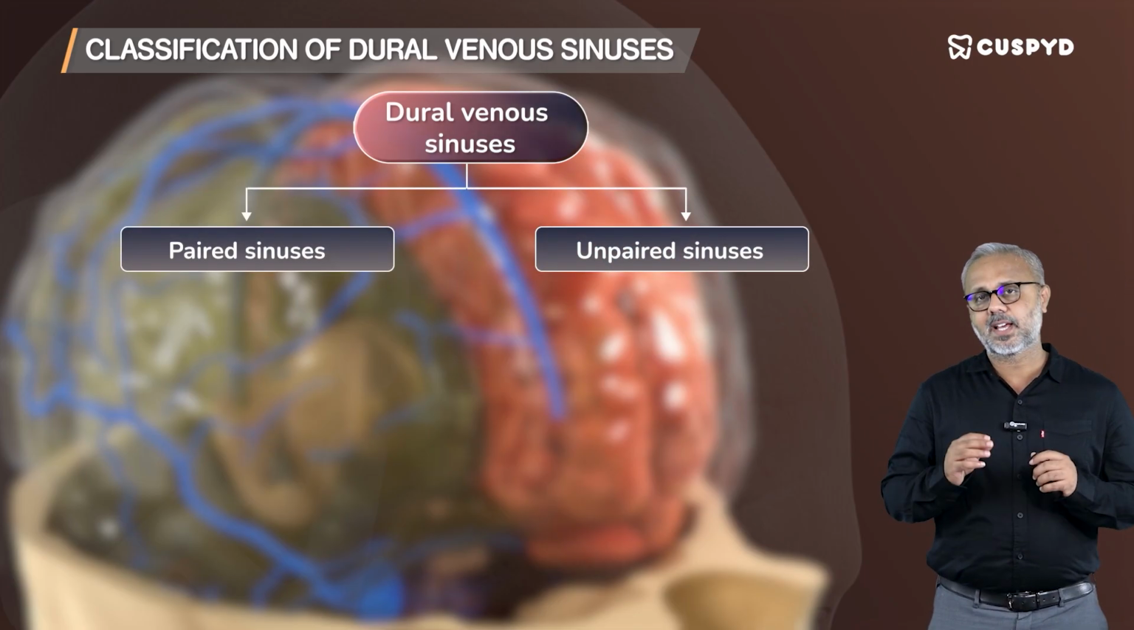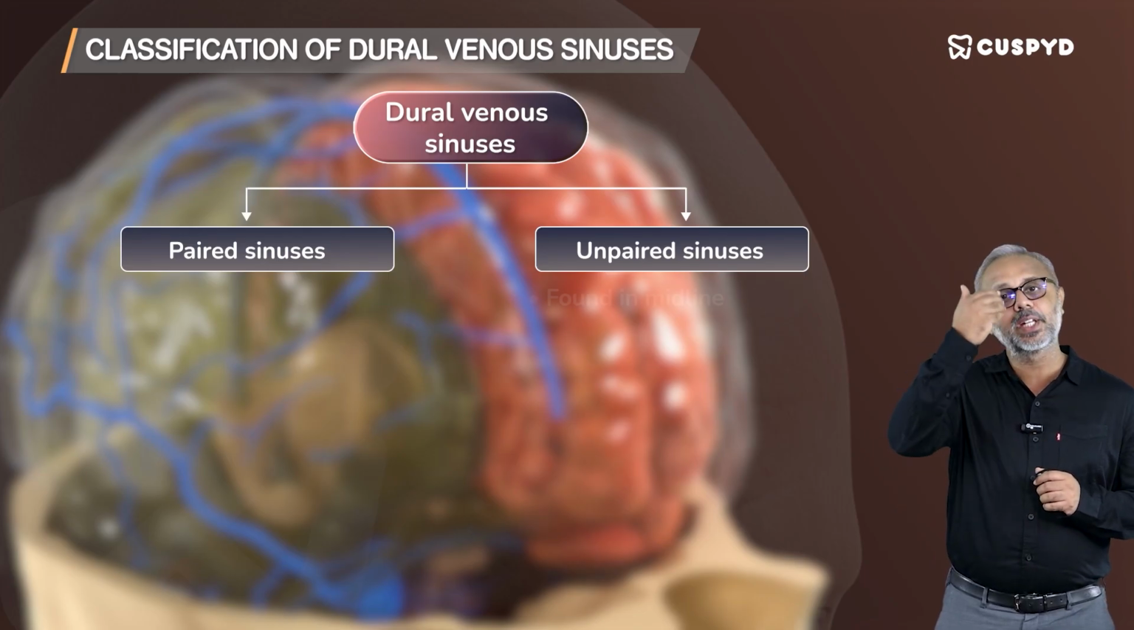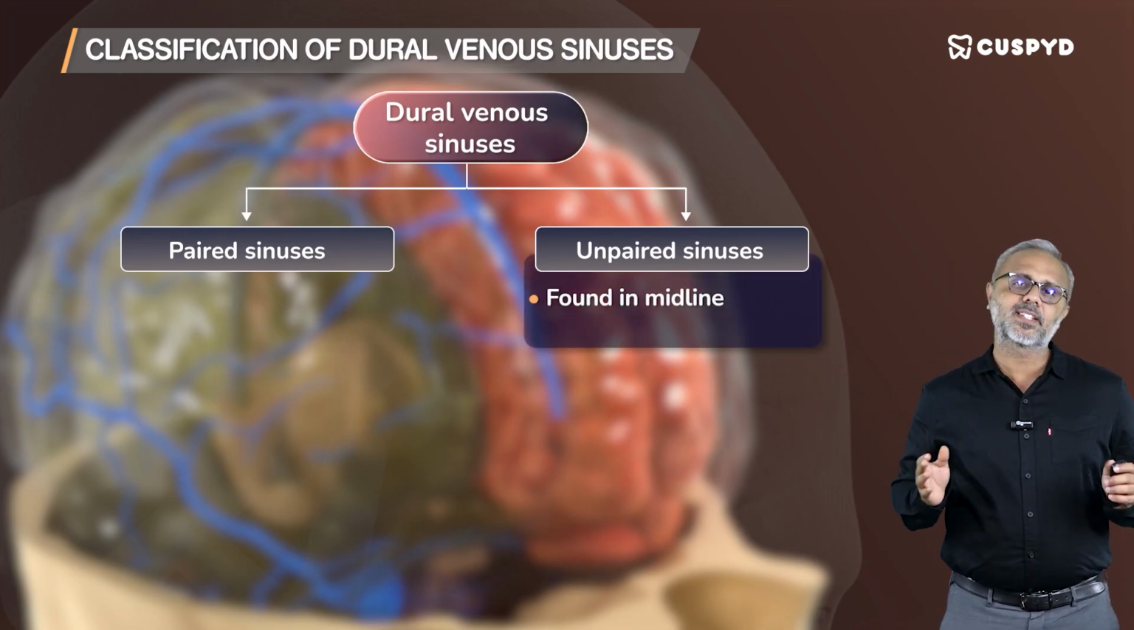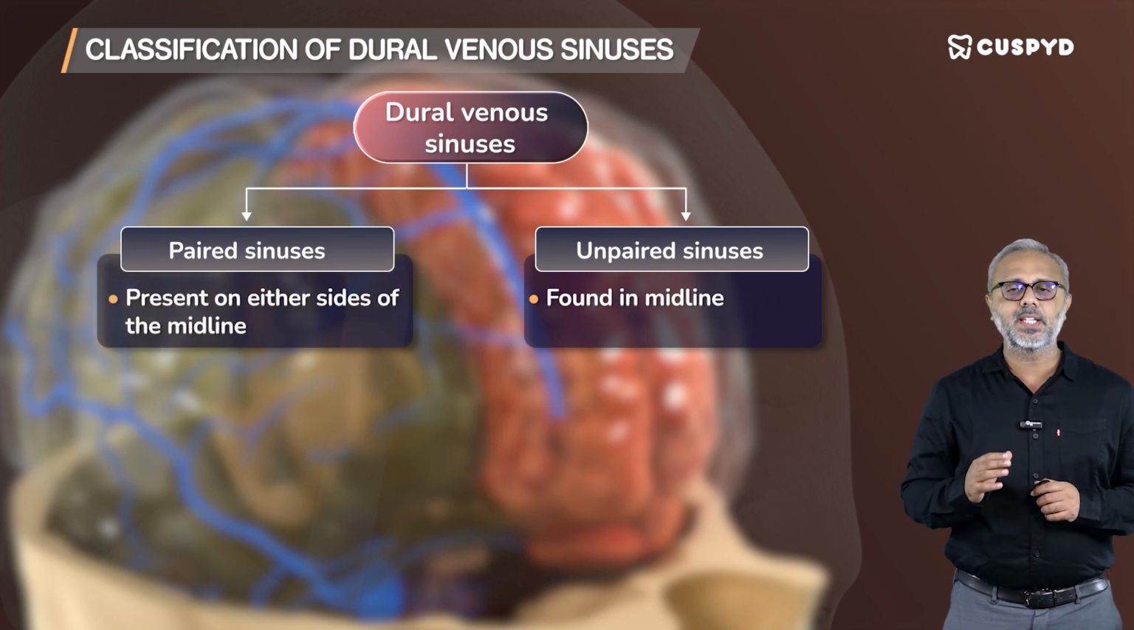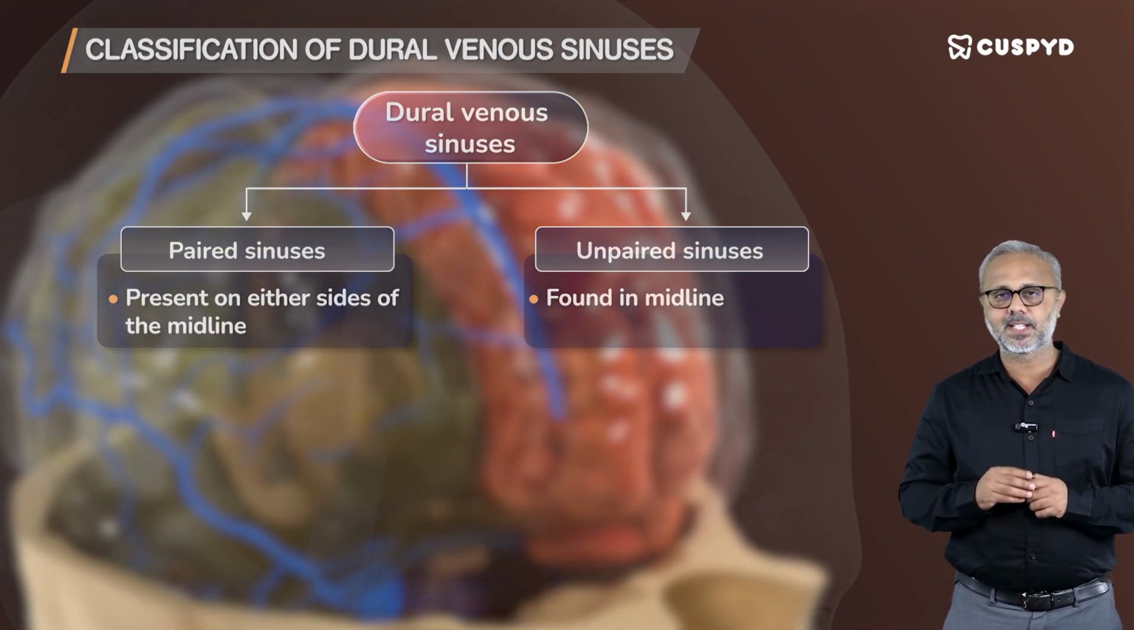Unpaired sinuses, as the name suggests, are usually found in the midline, whereas on either side of the midline we have the paired dural venous sinuses. What are the paired dural venous sinuses we have?